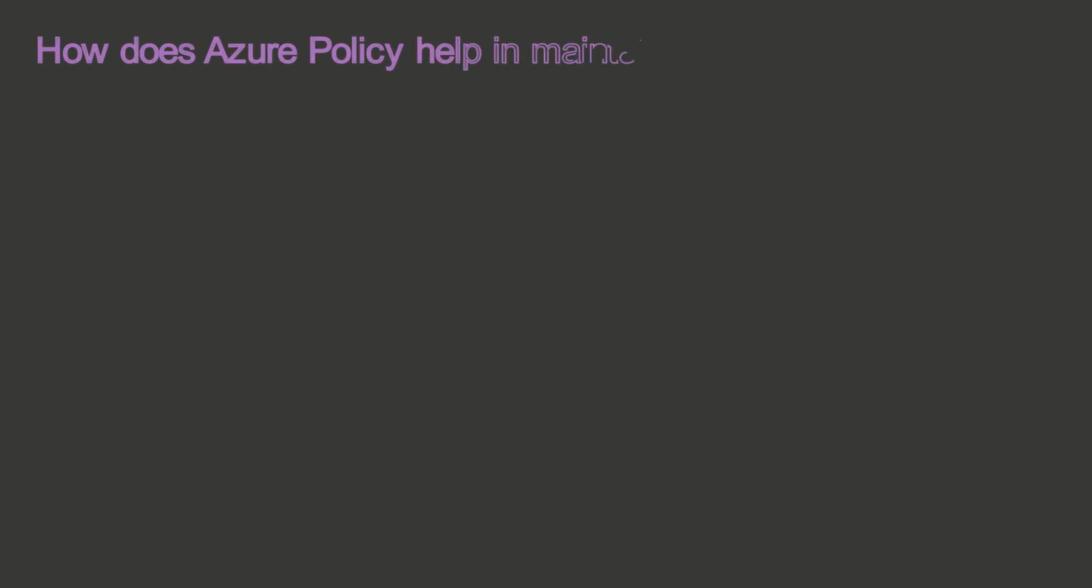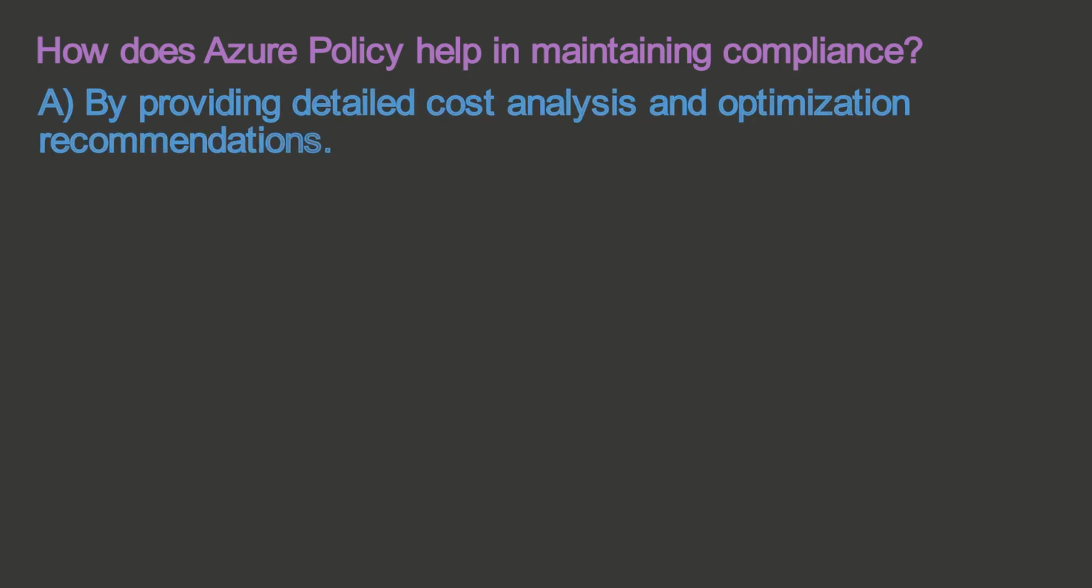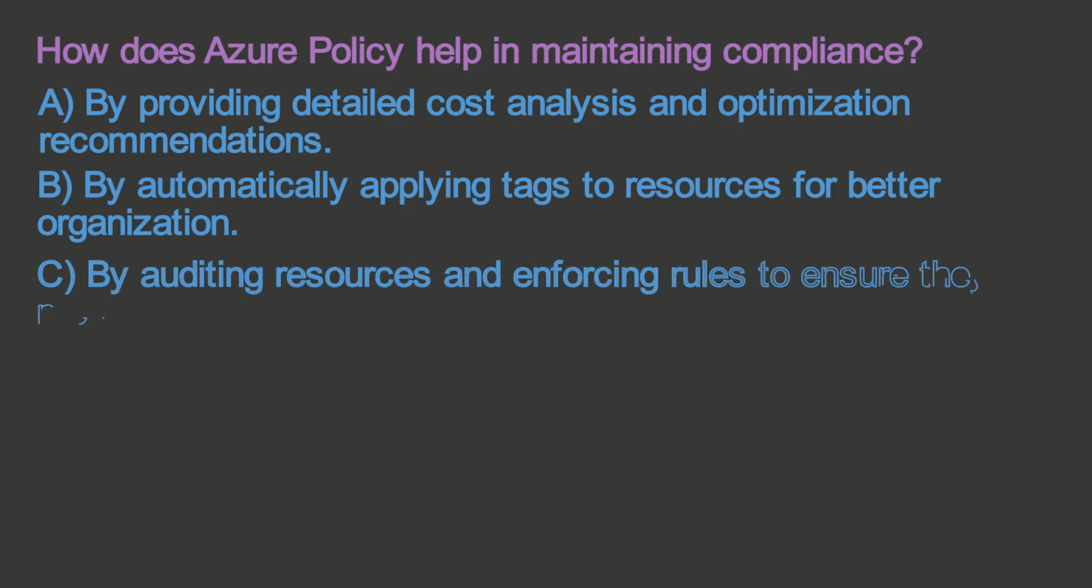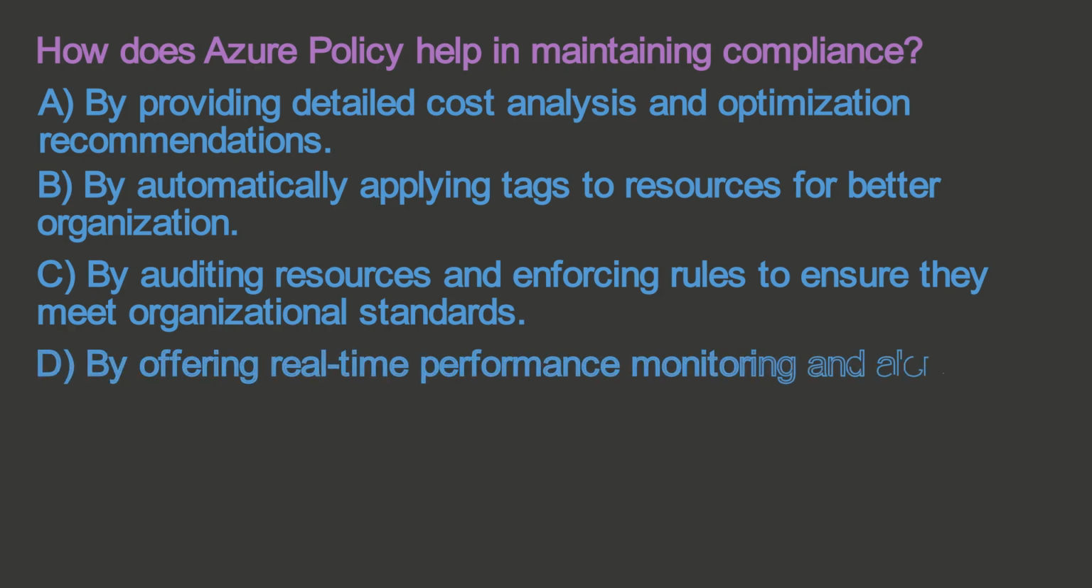How does Azure policy help in maintaining compliance? A. By providing detailed cost analysis and optimization recommendations. B. By automatically applying tags to resources for better organization. C. By auditing resources and enforcing rules to ensure they meet organizational standards. D. By offering real-time performance monitoring and alerts.